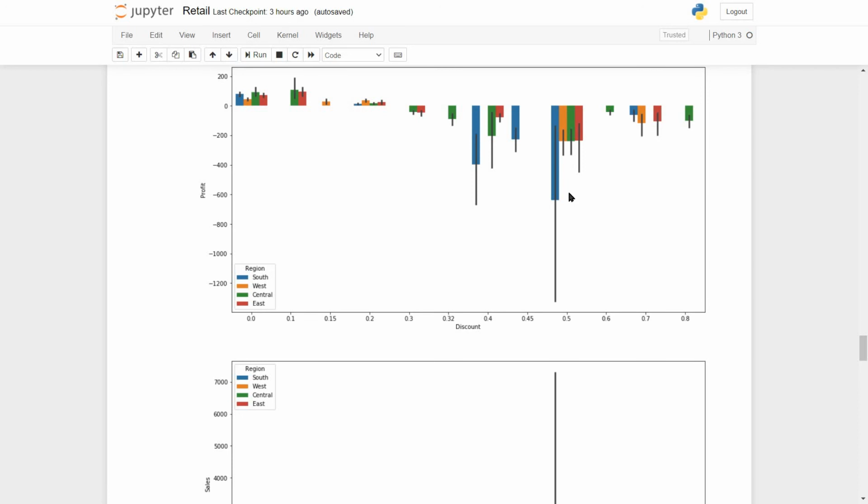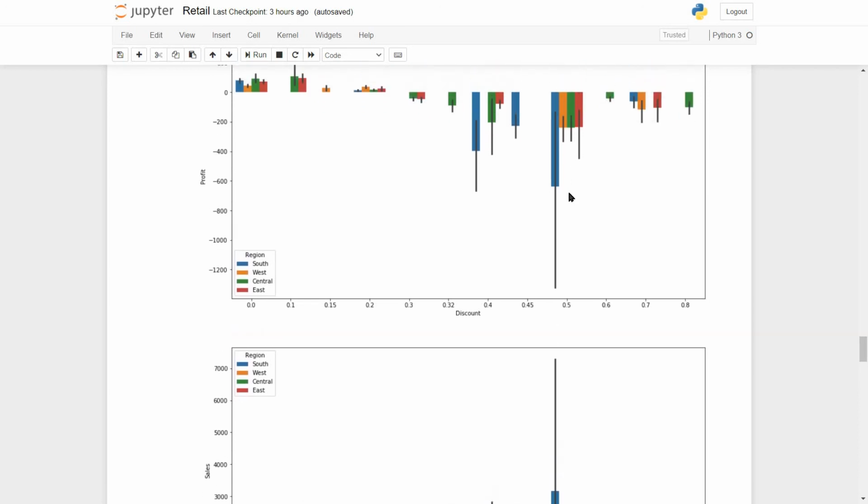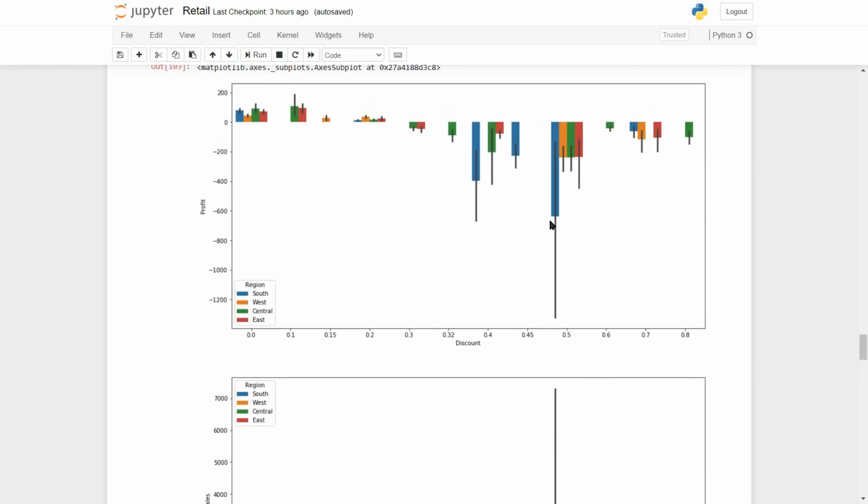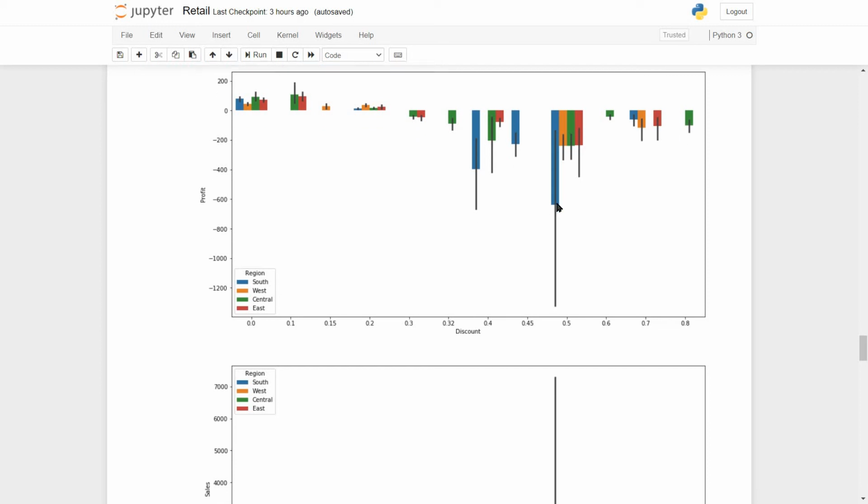So people are interested when there's 50% off; sales go so high in the south when there is 50% off. And in the south, this product with 50% makes losses as well. In the south region, this 50% is causing so much damage, I would say.